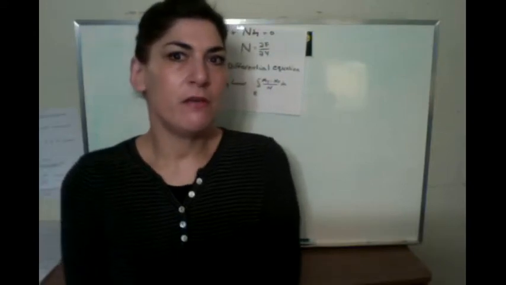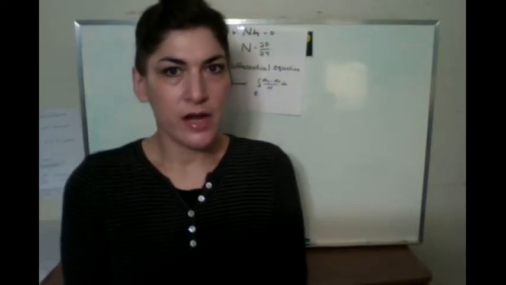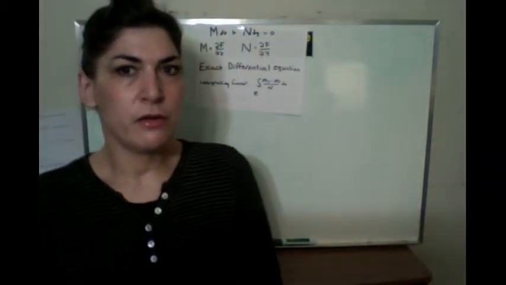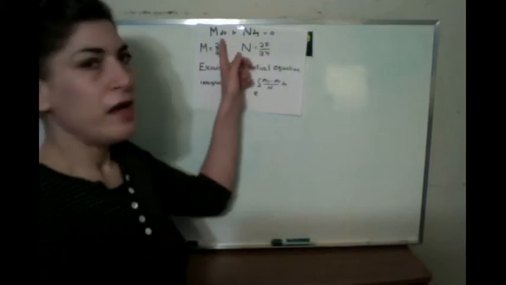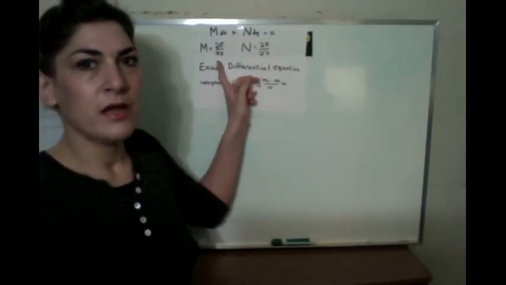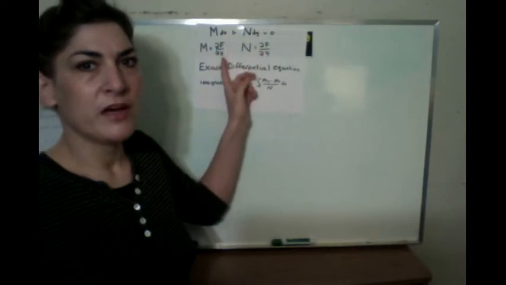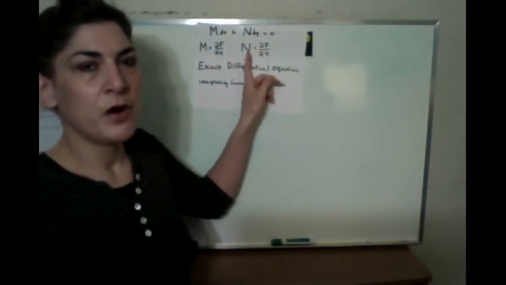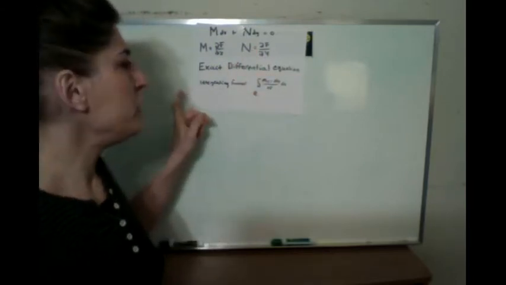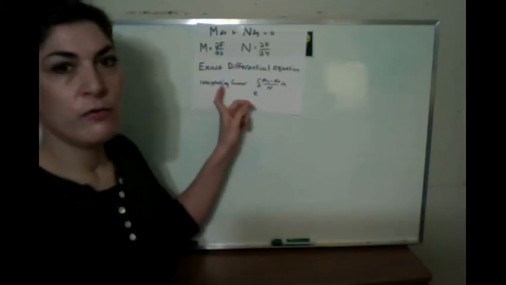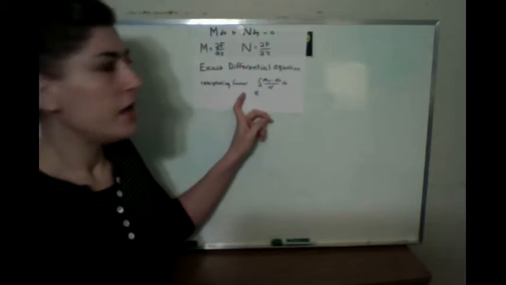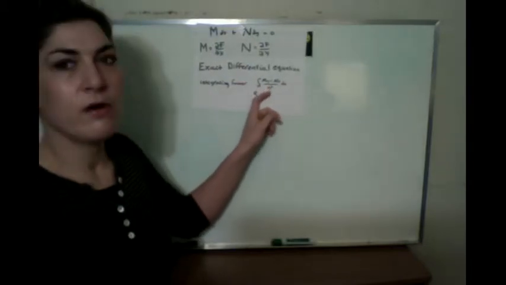Hi, I'm going to be solving a differential equation by writing it in the form of an exact differential equation. An exact differential equation has the form M dx plus N dy equals 0, where M is the partial derivative of f with respect to x, and N is the partial derivative of f with respect to y. A differential equation can be put into the form of an exact differential equation using the integrating factor e to the integral of (My minus Nx) over N.